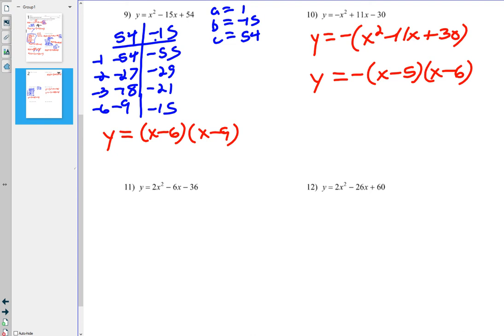Sam, where's that going to cross the x-axis? Okay. We'll do 11 together, and then you do 12, and then we'll be done.